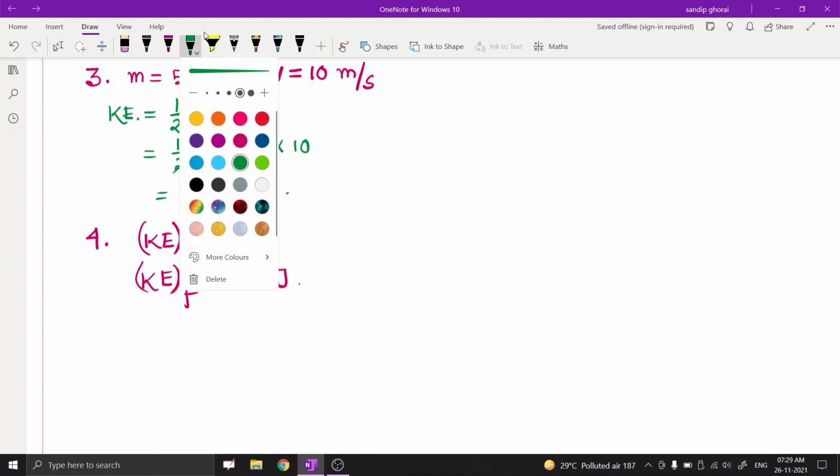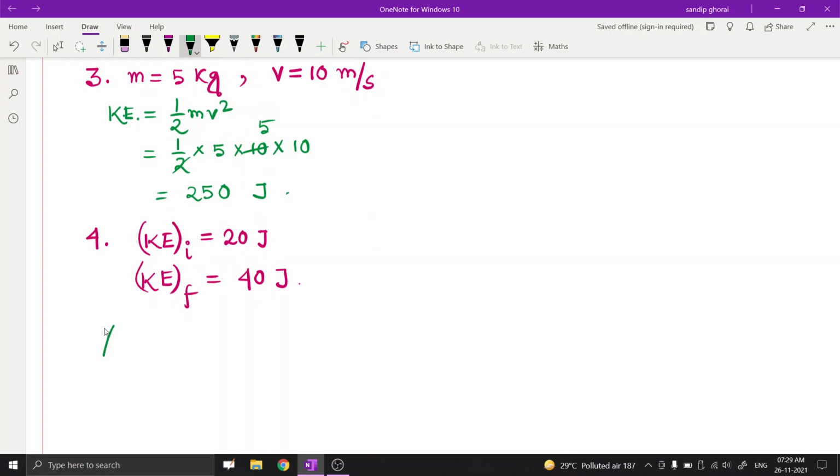Simply, to find the percentage change in kinetic energy, it is equal to the change in kinetic energy divided by the original kinetic energy into 100%. That means kinetic energy final minus kinetic energy initial, divided by kinetic energy initial, into 100 percent.